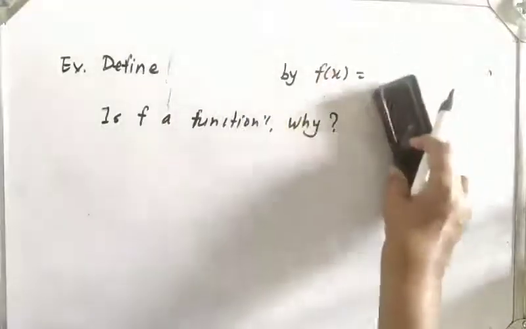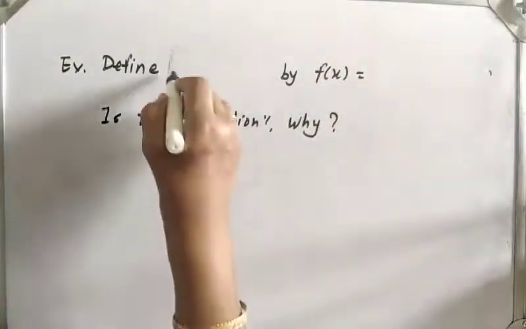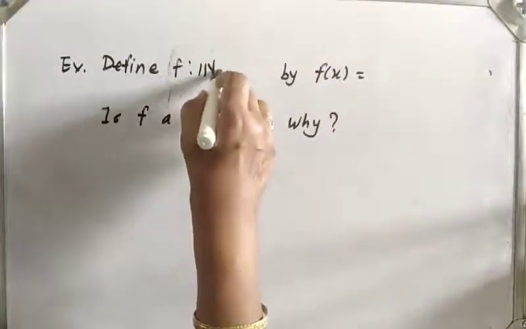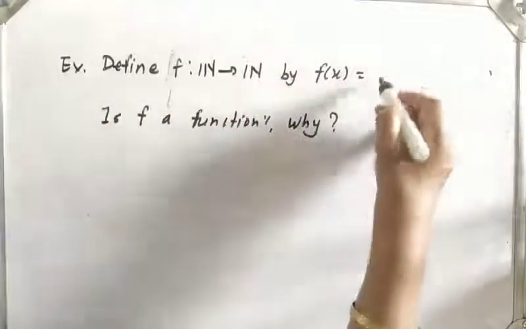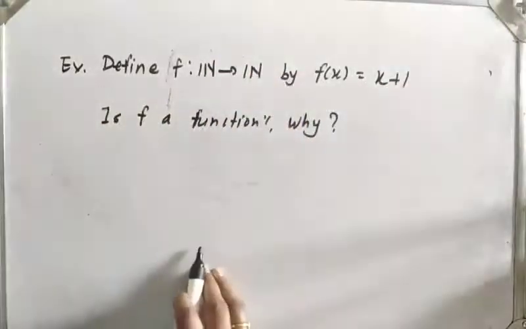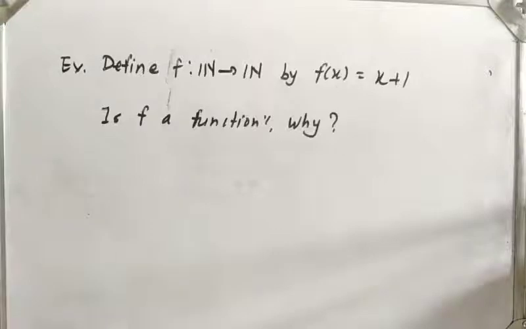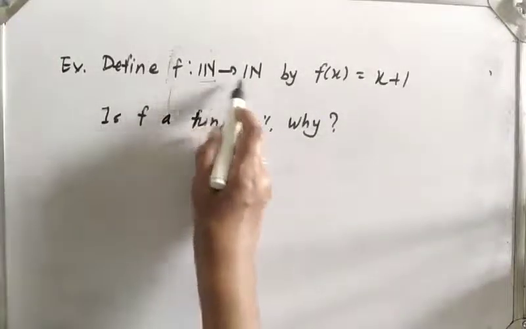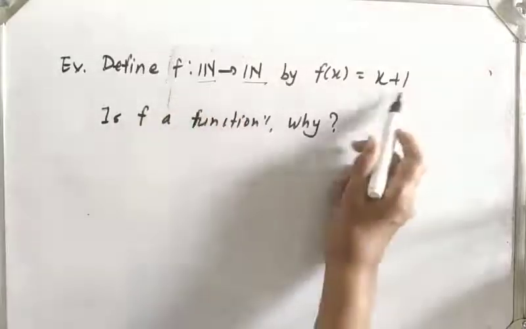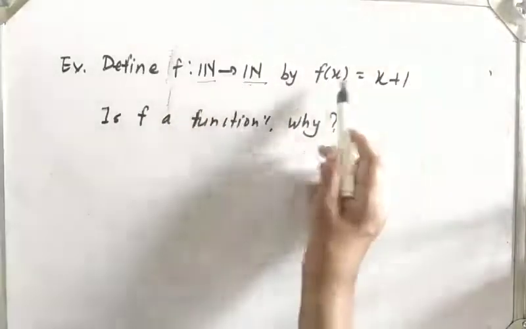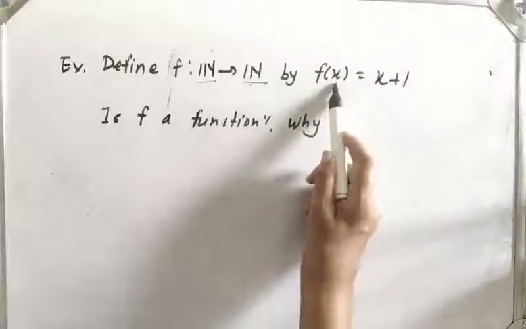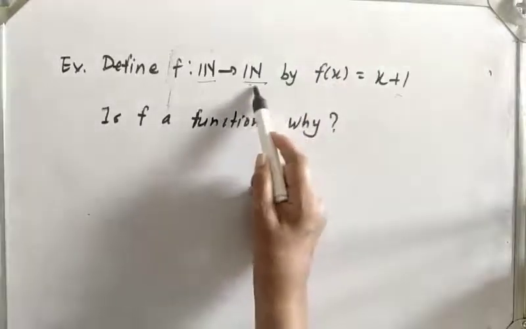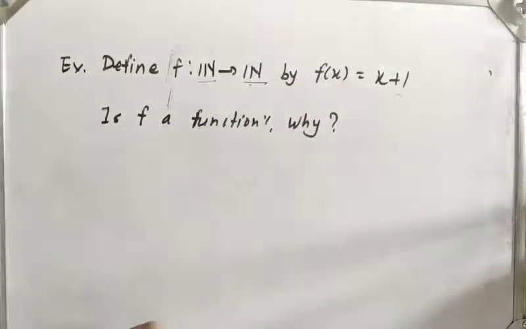Another example, define f from N to N by f of x is equal to x plus 1. Is it a function? Why? Yes, it is a function. Why so? F of 1 will be 2, that is natural. F of 2 will be 3, that is natural. F of 3 will be 4, that is a natural number. So this is definitely a rule that we call a function.